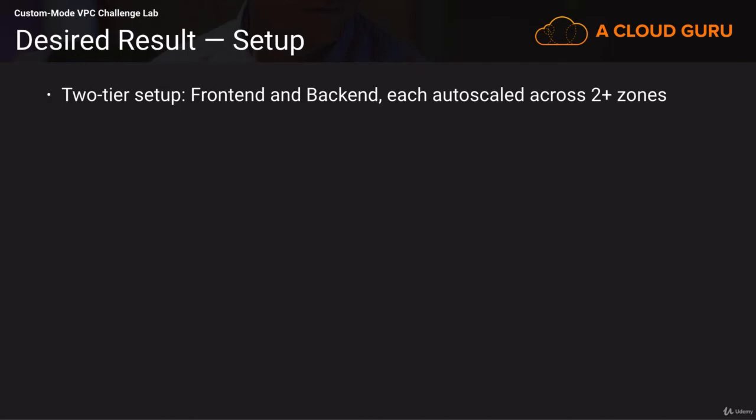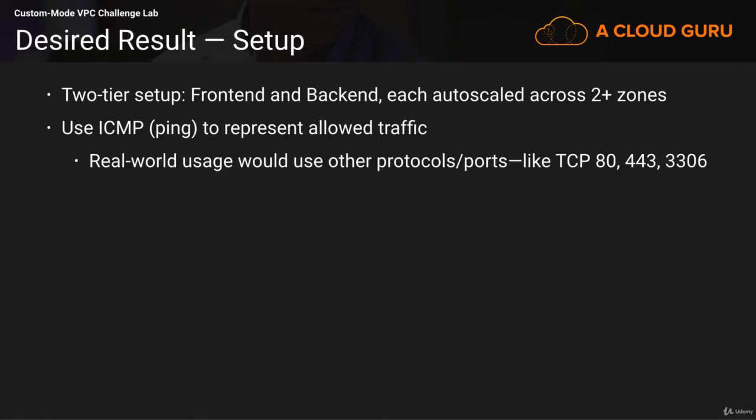Now, because I care more about networking for this Challenge Lab and not so much about instance setup, I'm saying that you should use ICMP or ping to represent the allowed traffic. Of course, in the real world, you would use other protocols and ports, like TCP on port 80 or 443 for web traffic, or port 3306 to access MySQL.